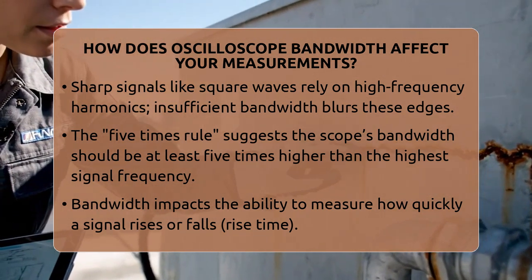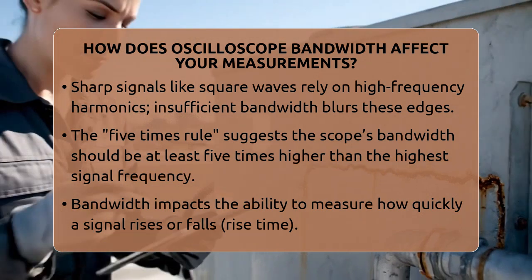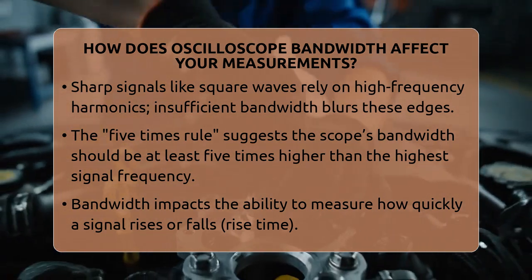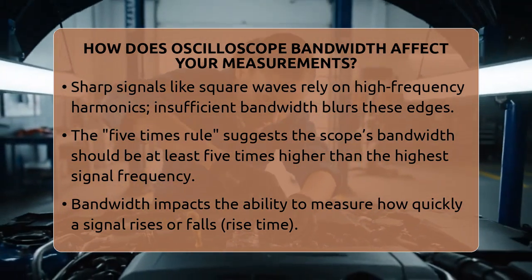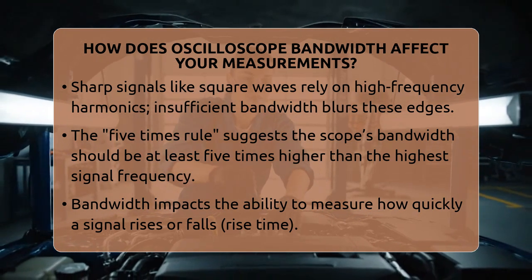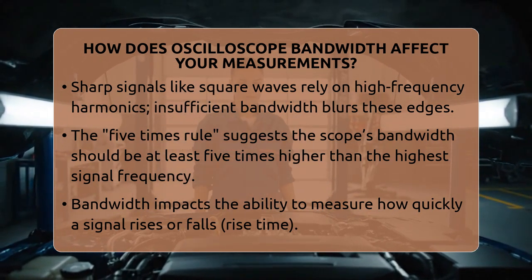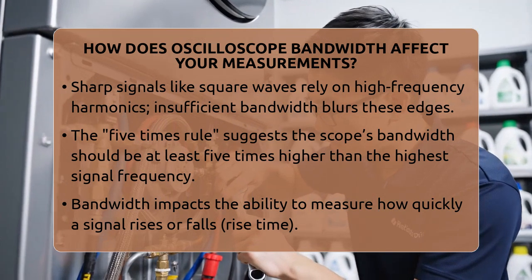In electrical engineering, there is a rule called the 5 times rule. It says the oscilloscope bandwidth should be at least 5 times higher than the highest frequency in your signal. This helps ensure your measurements are accurate within about 2%.